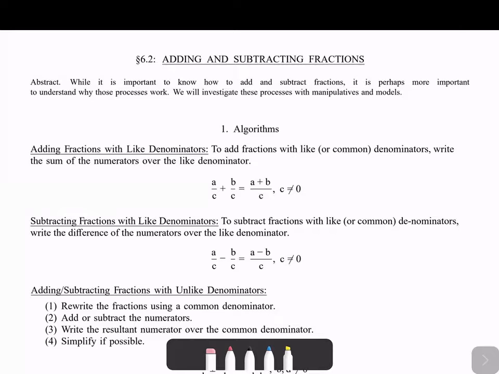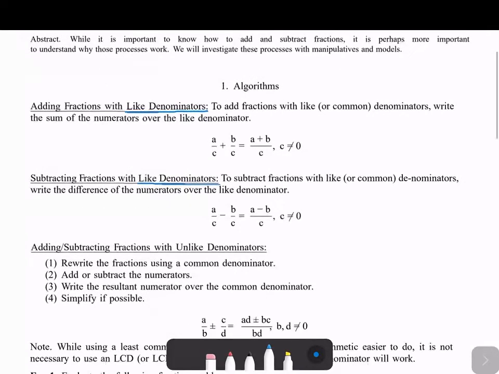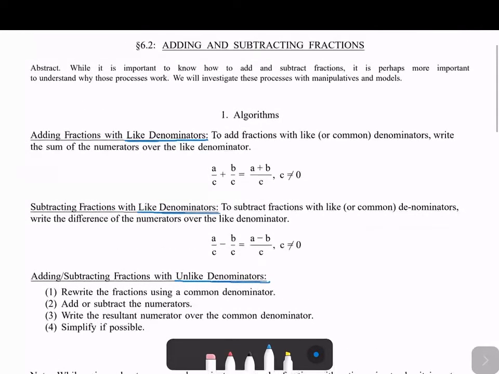Okay, so we're going to talk about adding and subtracting fractions. We have two different processes to do this. The first process is when things have like denominators, and the second process is when they have unlike denominators. First off, if the fractions we're dealing with have like denominators, which is the same thing as saying a common denominator, then all we have to do is add the numerators.